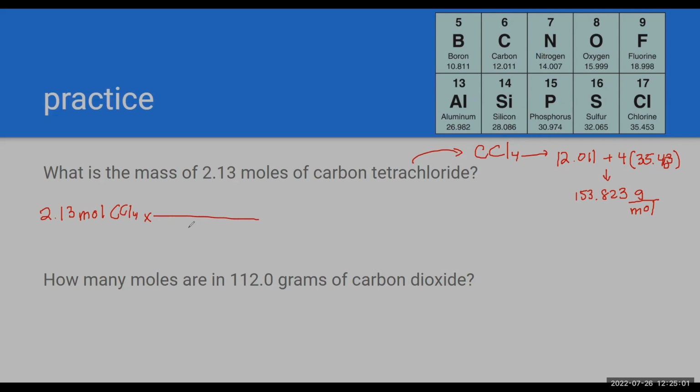And we want the denominator to cancel out. So I'm going to try and put moles of CCl4 on the bottom. And we know that the conversion factor is this here to the right. So it's 153.82 grams per 1 mole.